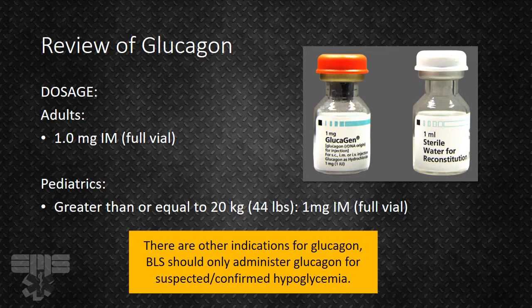For pediatric patients that weigh 20 kilograms, which is 44 pounds, BLS providers can administer 1 milligram IM. Again, that is the full vial. There are other indications for glucagon. However, BLS providers should only administer glucagon for suspected or confirmed hypoglycemia.